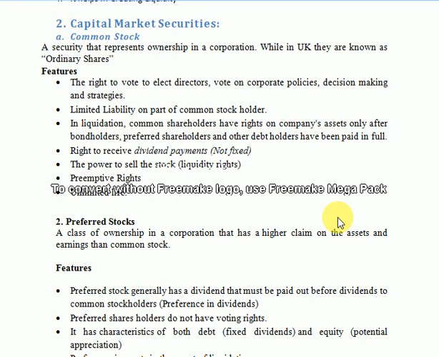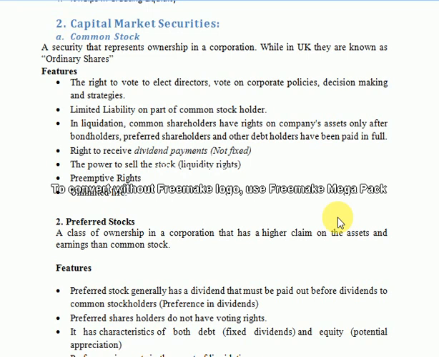First of all, we must know what common stock, or common shares, is. Common stock is a security that represents ownership in a corporation. In the United Kingdom, common stock is also called ordinary shares. Dear students, common stock is a type of security that represents ownership in a corporation.